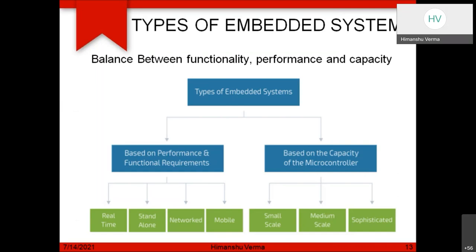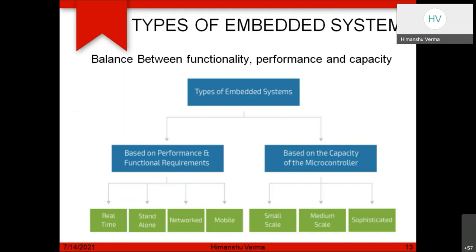So a soft real-time system has a deadline, and the task is related to that deadline. It must complete the task within that deadline, but a slight delay can be acceptable, right? On the other hand, a hard real-time system is one where any kind of delay or interval may not be accepted at all.